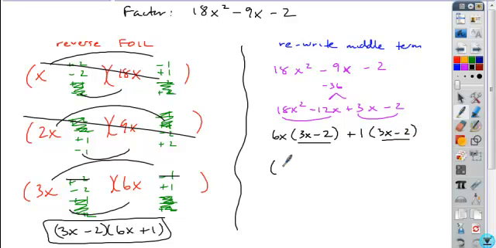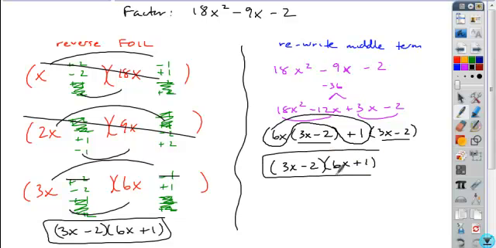We do have this shared binomial factor, so remove that or factor it out. And the remaining factors of 6x and this plus 1 become the terms of our other binomial factor.